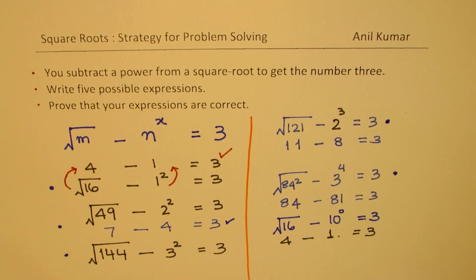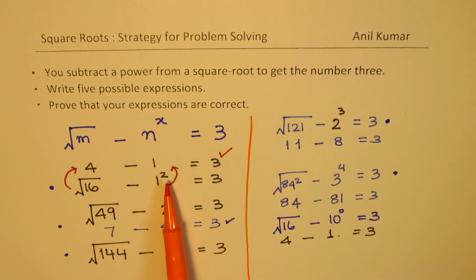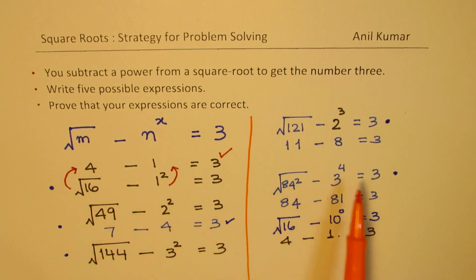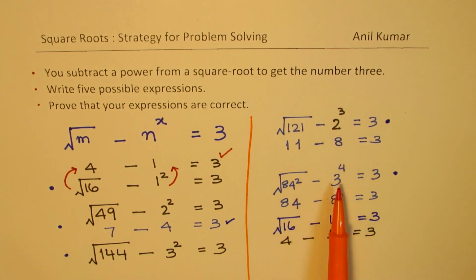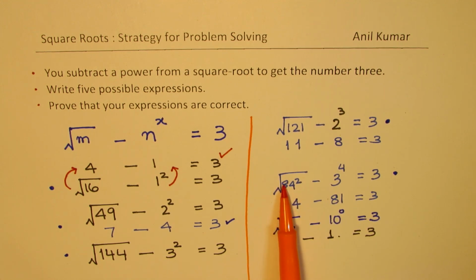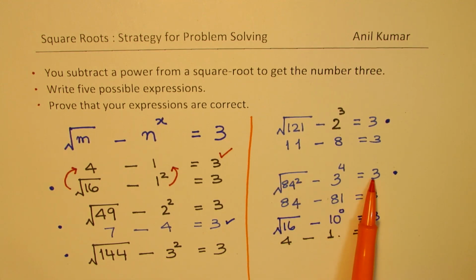So the strategy is, we need 3, begin with any square number or any power, right? It could be 3 to the power of 4, 2 to the power of 3, or whatever. And take a number which is 3 more than that, square it, and put it under the square root to get your answer. Does that make sense to you?